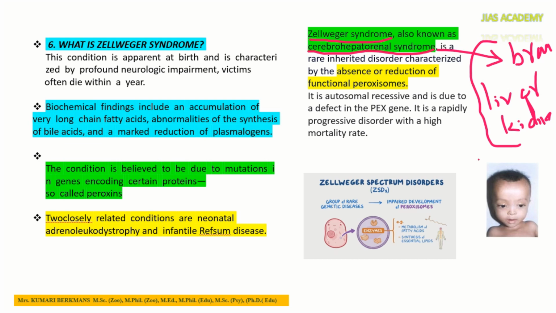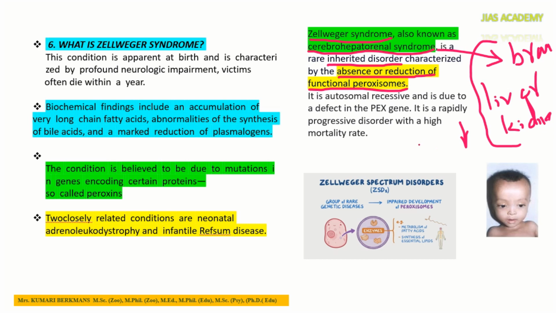Okay, and this is an inherited disorder. Make a note, it is an inherited disorder. If there is any mutation in the genes, then this occurs. And also one more thing you have to think about: the absence or reduction of functional peroxisomes. The major reason for this syndrome is the absence or reduction of functional peroxisomes.